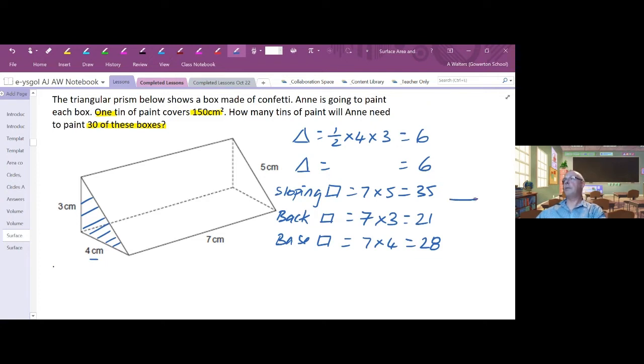So once again, a big plus sign. I'm adding up all of those to get the marks for the method. And if you add them up right, you'll get 108, and it's centimeters squared because it's a surface area. Okay.